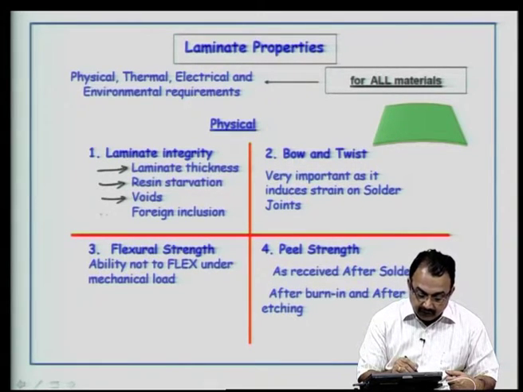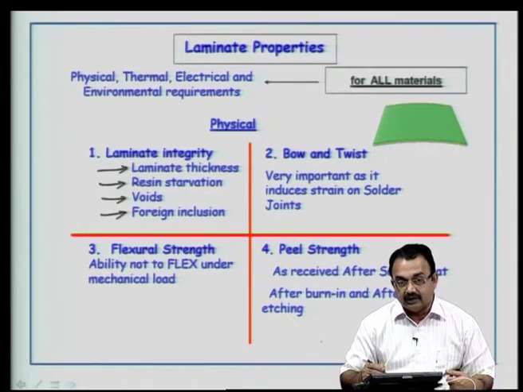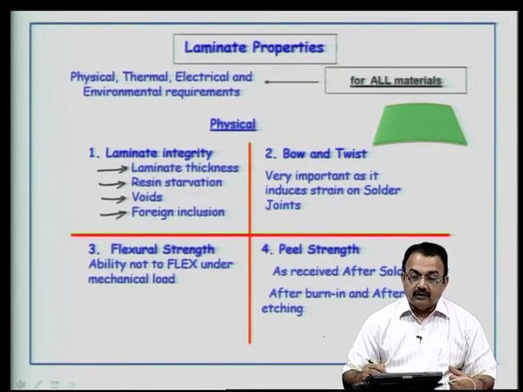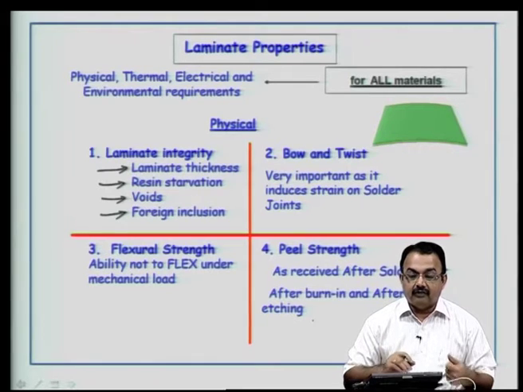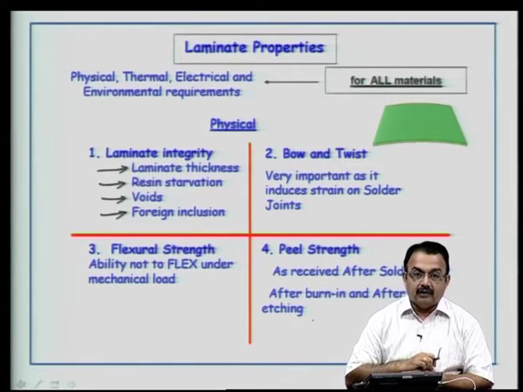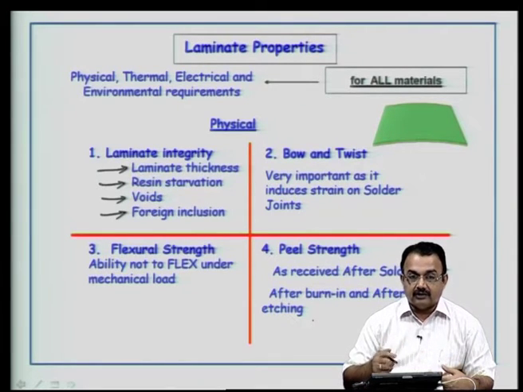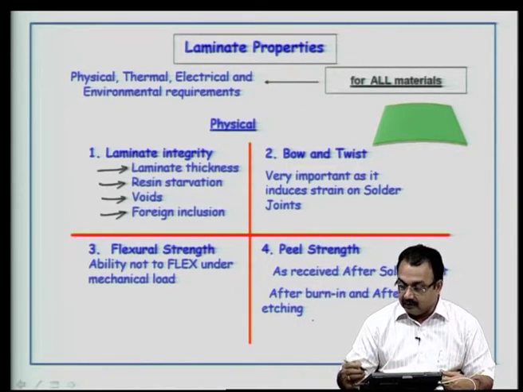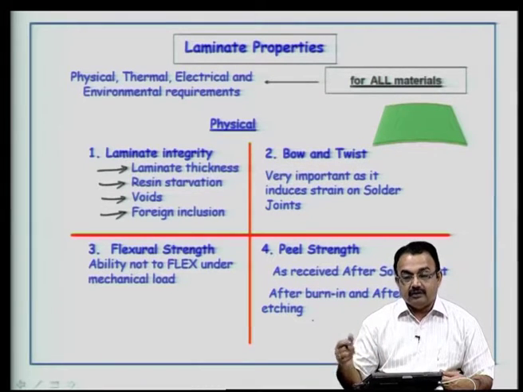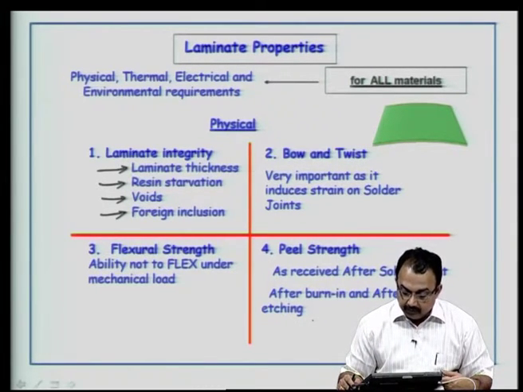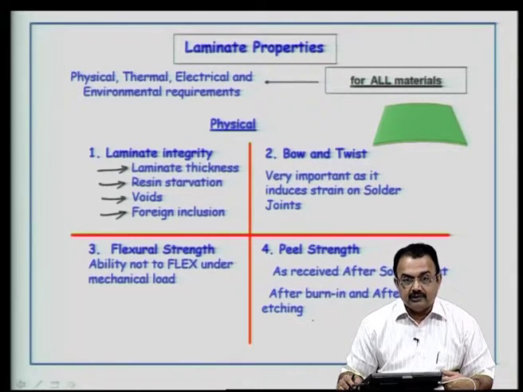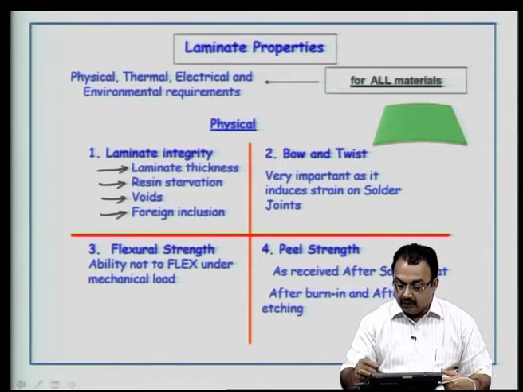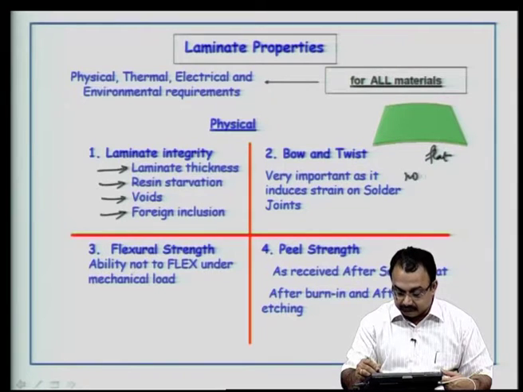There should be no foreign particle inclusion or dust or moisture and other foreign materials like hair or other impurities, because once it is embedded in the structure, it is going to be very difficult to remove that, and it is going to be carried away to the final PCB. The second point is bow and twist, very important as it induces strain on the solder joint. Now, the laminate should be very flat and there should be no warpage.